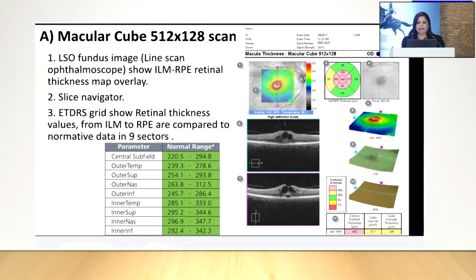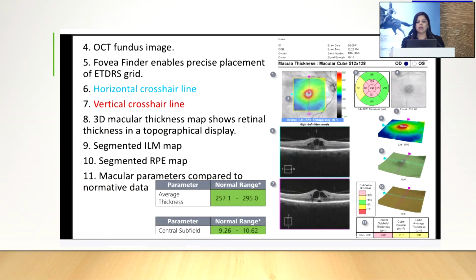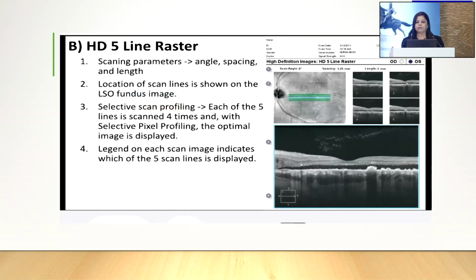Directly coming to the macular cube, this is the most common picture which we see in day-to-day OPD. The first is the fundus image showing the ILM to RPE retinal thickness map overlay. The second is the slice navigator. Third is the ETDRS grid with retinal thickness values from ILM to RPE compared to the normative data in 9 sectors. Fourth is the OCT fundus image. Then there are the fovea finder, horizontal crosshair line, and vertical crosshair line. The 11th one is the macular parameters compared to the normative data. And these are the 5-line raster scans.